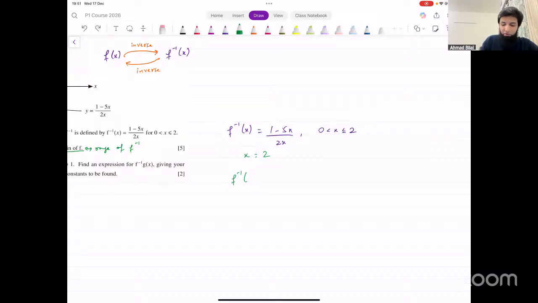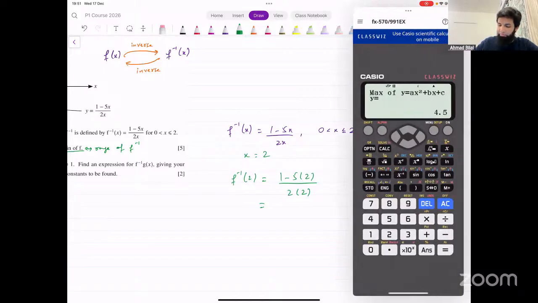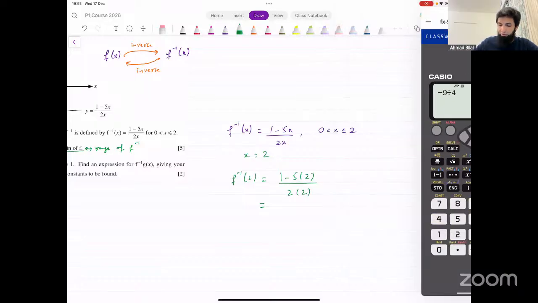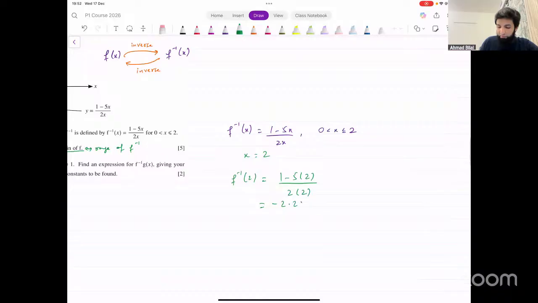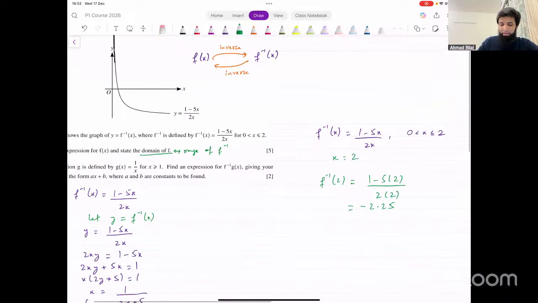If we input x equal to 2, let's see what we get from that. f inverse of 2 gives us (1 minus 5 into 2) divided by (2 into 2), and that will be minus 9 over 4. I think that's minus 2.25. Let's just confirm that. Yeah, so minus 2.25. What that tells us is when the x value is 2, the y value of the function is negative 2.25.